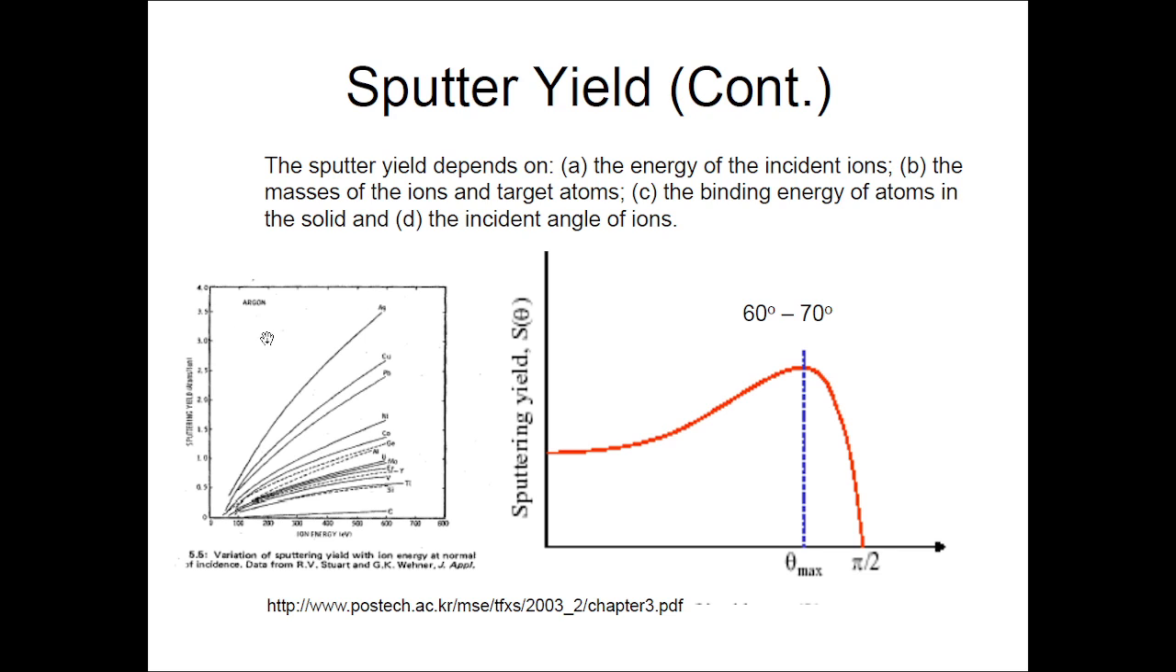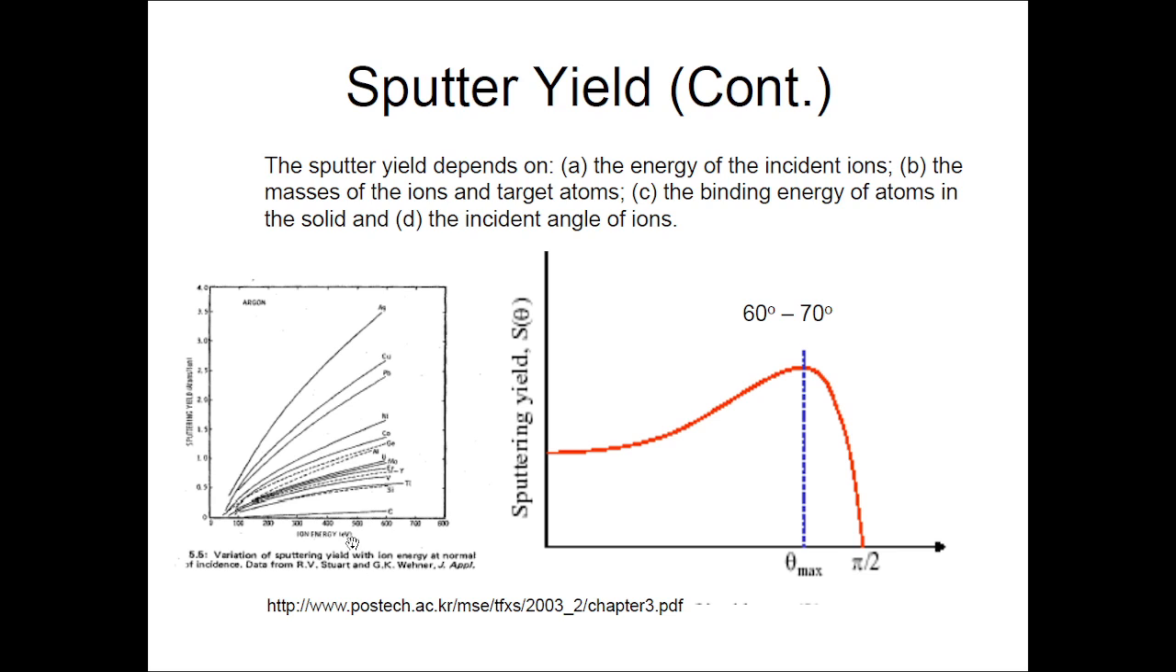So here, if you are using argon as the ion for different target materials, the sputtering yield is different for different materials. You can see the sputtering yield is very high for a silver target if you are using argon. Okay, that you can see over there.